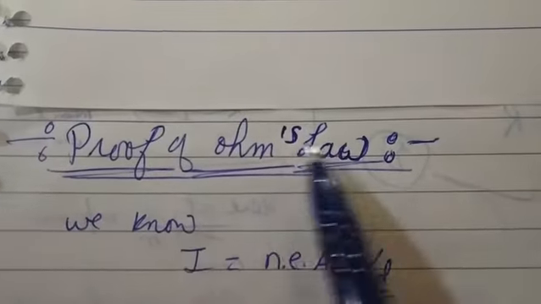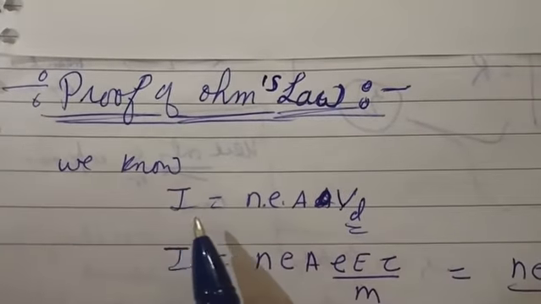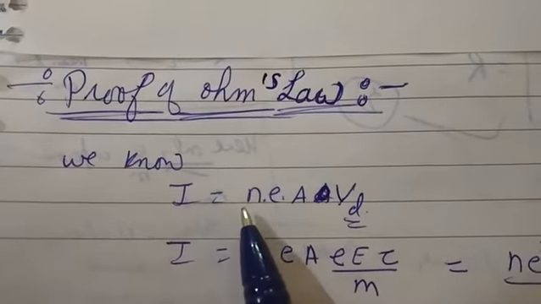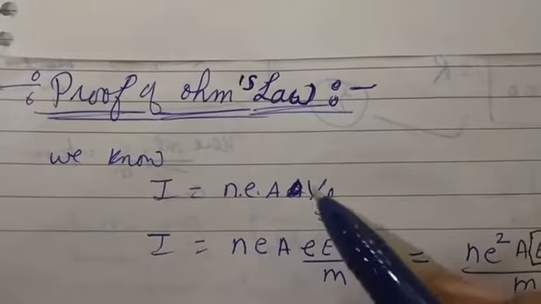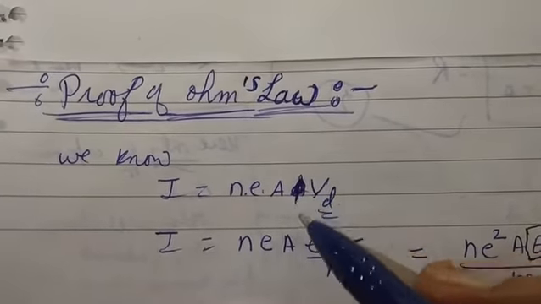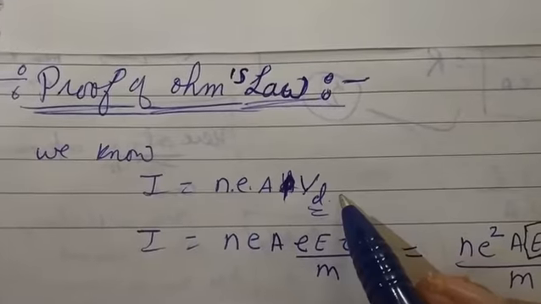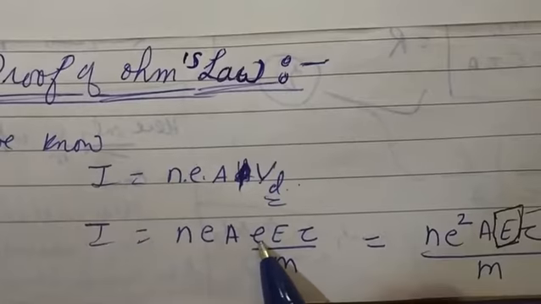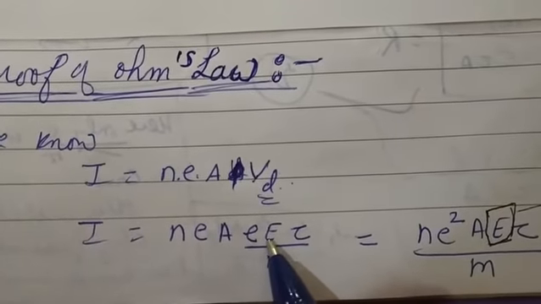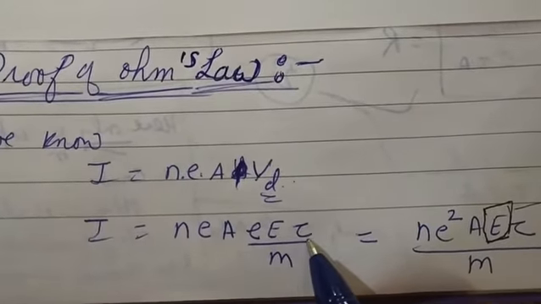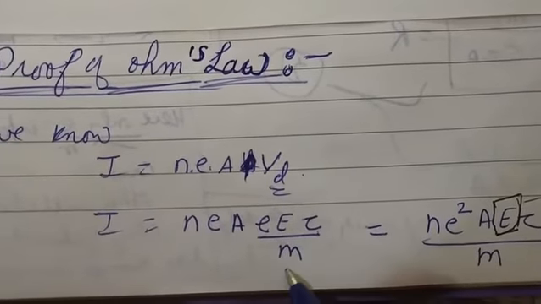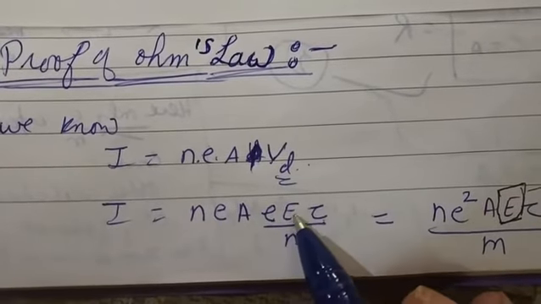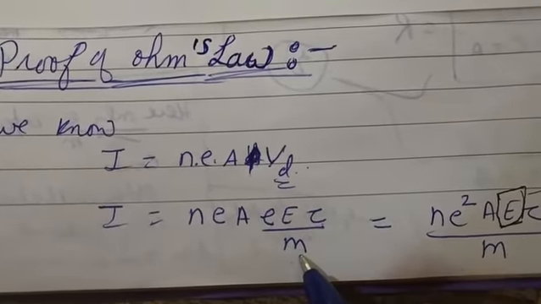Now the proof of Ohm's law. This relation we have already discussed, the relation between current and drift velocity: I is equal to NAeVd. Now substitute the value of Vd. Vd is equal to e, the charge of the electron, times E, the electric field, times tau, that is the relaxation time, upon m. This relation we have already discussed. Vd is equal to eE tau upon m.